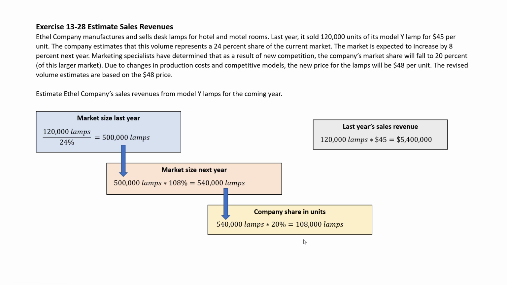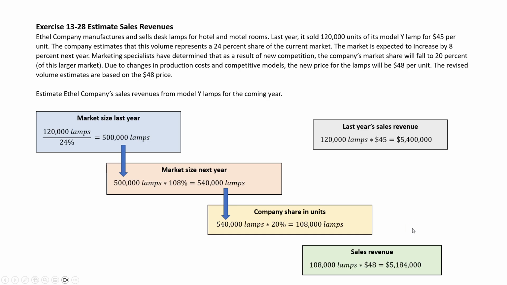We also need to factor in the selling price. It was $45 per unit last year. It is increasing due to changes in production and competitive models to $48. Is that going to compensate an increased price for that drop in units? Let's see. 108,000 lamps at $48 each means revenue is decreasing from last year of $5.4 million to this year of $5,184,000.